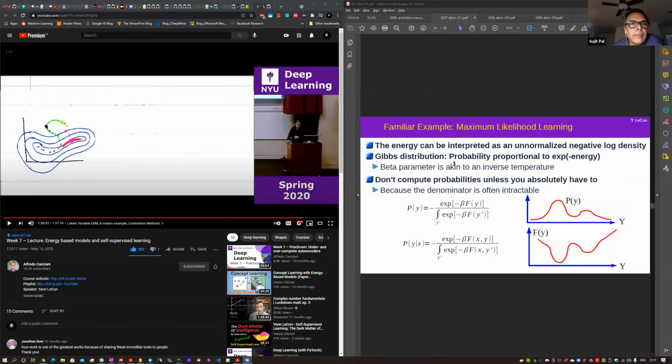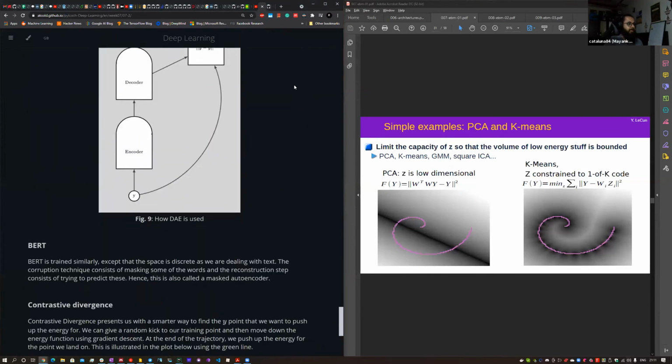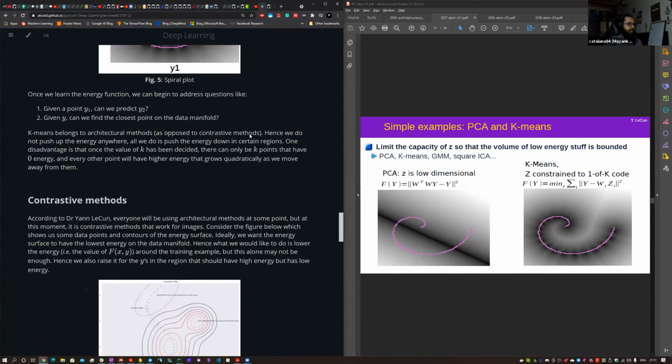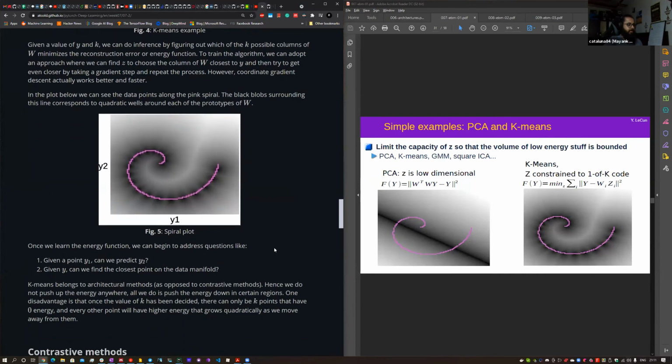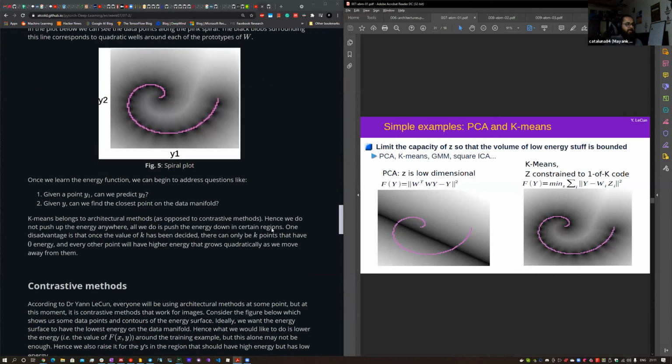So here are the simple examples that we got with respect to k-means and this one, the spiral plot, which puts points on the data manifold, with the regions of the anchor points, the k points that we had, and the high energy that grew quadratically. This is the formulation with PCA and k-means which are used here. I think this was given in the slides.